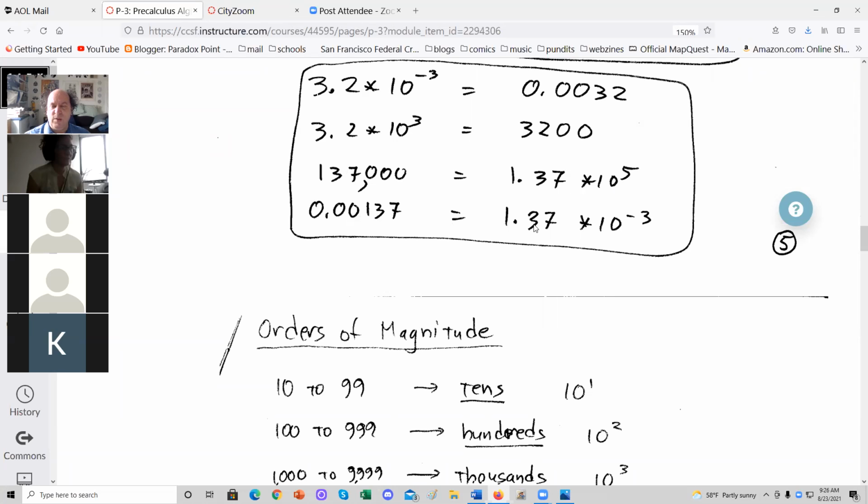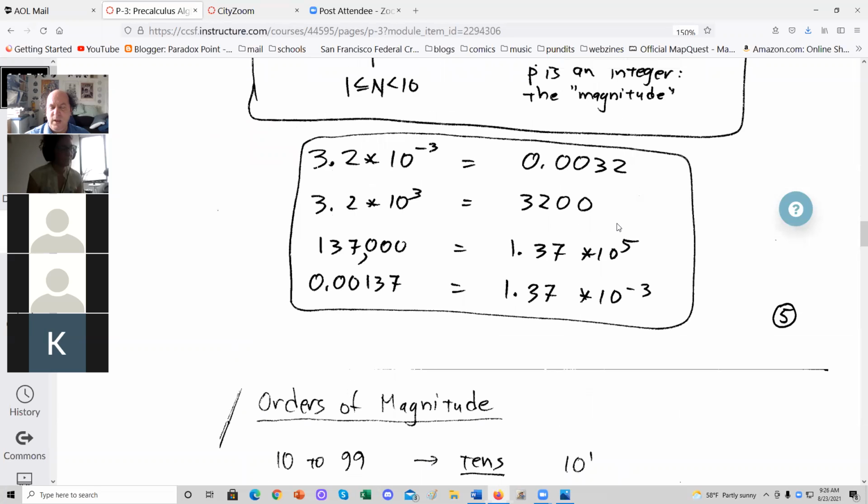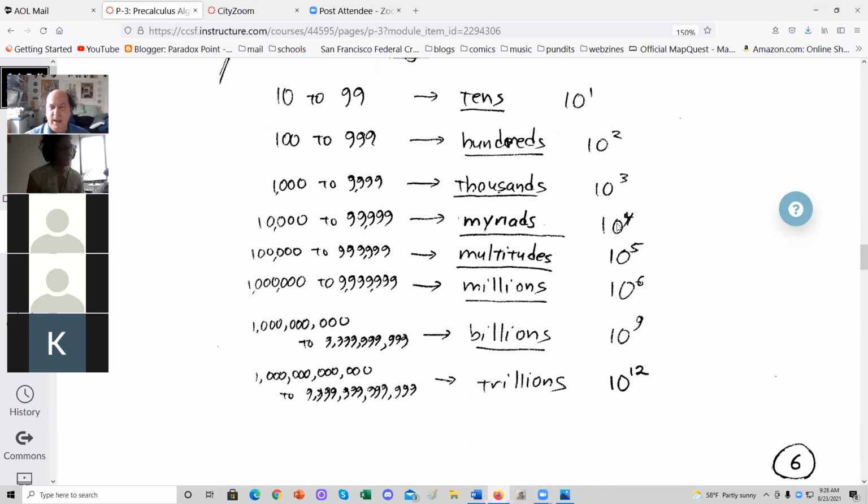You have 0.00137. Again, we have a 1.37 part, and then to move the decimal point to the right of the 1, we have to move this decimal point 1, 2, 3 spaces to the right, therefore times 10 to the negative third.